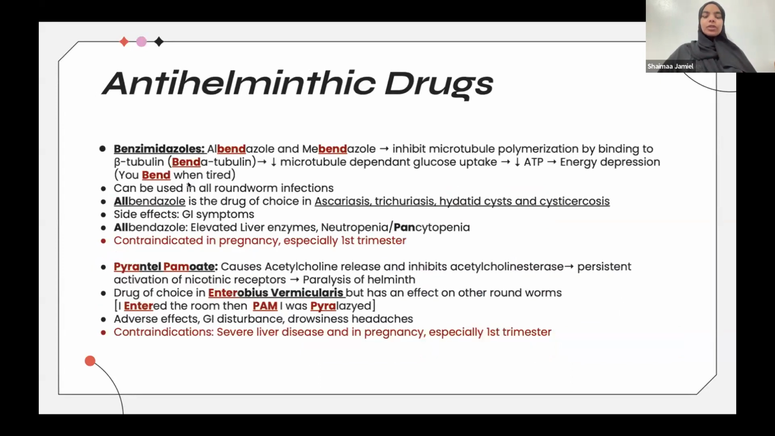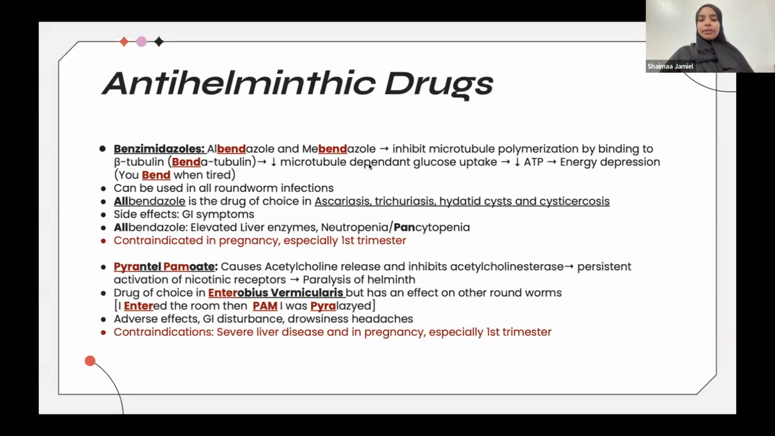So we're going to move on. The first class is benzimidazoles, which include albendazole and mebendazole. They have "bend" in the name for benzimidazoles. Basically how they work is by inhibiting microtubule polymerization in the cell. And how do they inhibit it? They bind to beta tubulin, okay? This is dumb and you're going to see a lot of dumb mnemonics right now. So they bind to beta tubulin, and this is going to inhibit the polymerization.